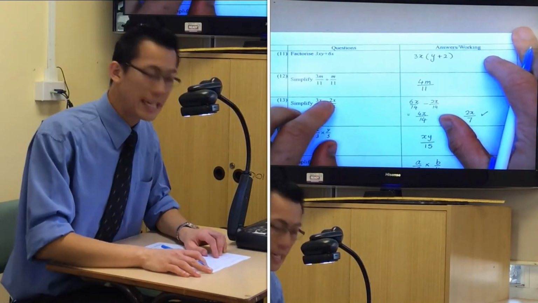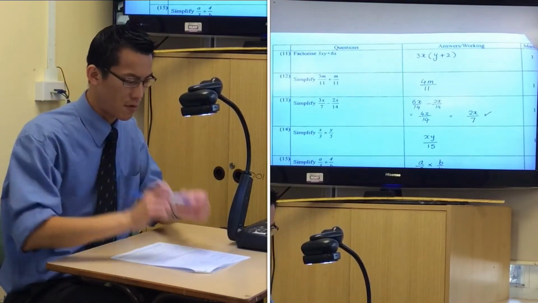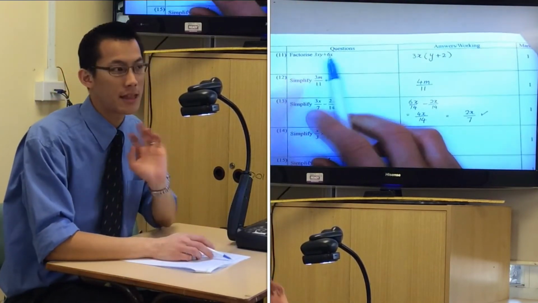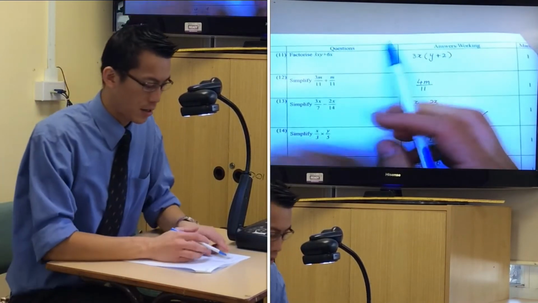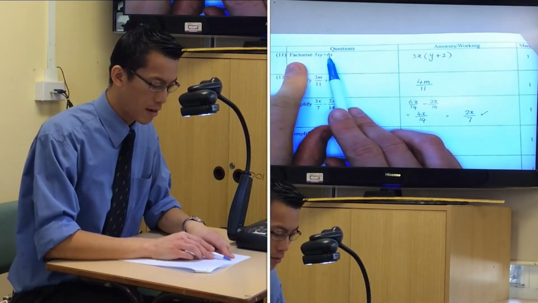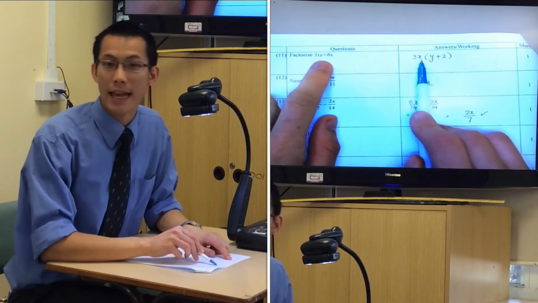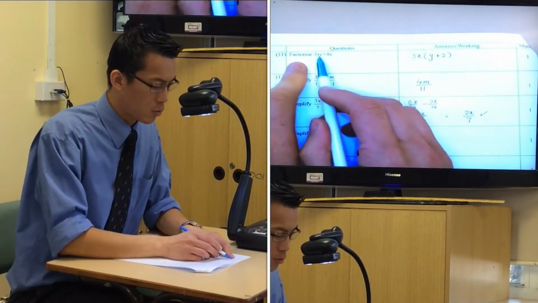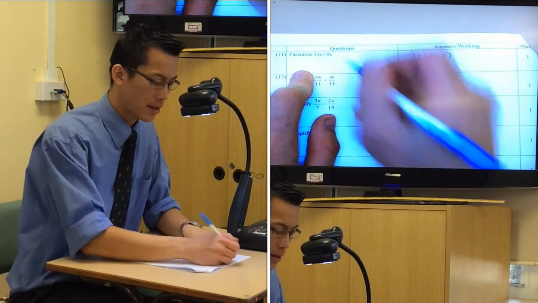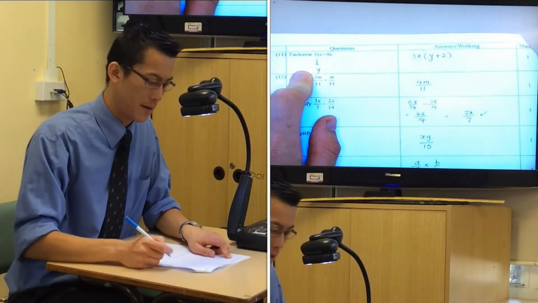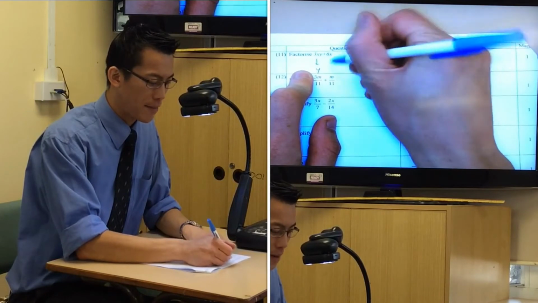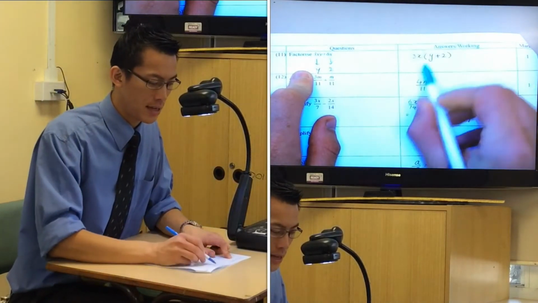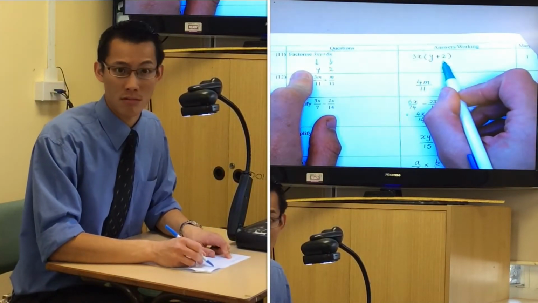Factorizing. We did expanding in the previous question, so this is just in reverse. You look at these two terms and think about what's the common factor. You can take out the 3, that's good, but you can also take out the x. Once you've taken the 3x out the front, what's left after I divide this by 3x? What's left is just the y. And what's left in this after you divide by 3x? It's just the 2. So there's where your y and your plus 2 come from.